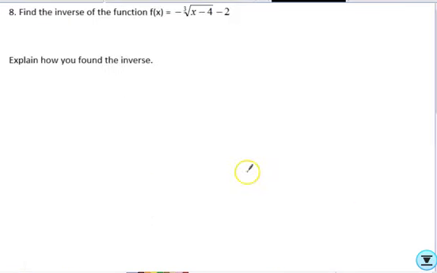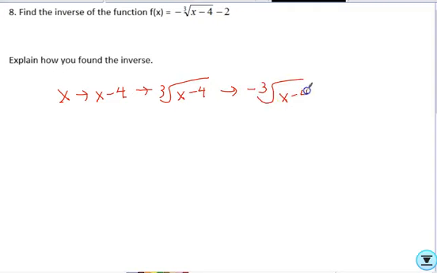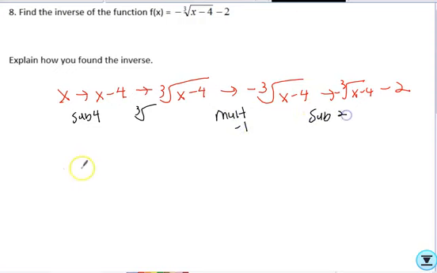Oh, wait. Okay. Find the inverse. Again, here's another inverse. I'm going to use a mapping. X goes to X minus 4. Goes to the cube root of X minus 4. Goes to the negative cube root of, and then subtract 2. So this was subtract 4, cube root, negative, multiply by negative 1, and subtract 2. So to undo that, I'm going to add 2.